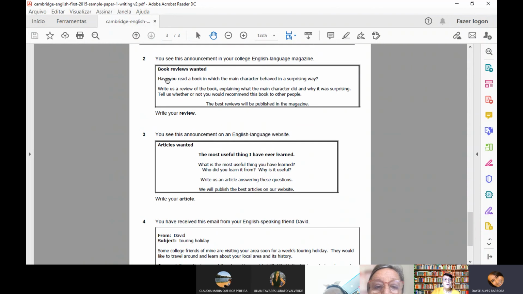The review here in the past, I believe they do that for CPE only. They ask the candidates for CPE to read a book so that they write a review about that book that they have been recommended to read. But for FCE, they don't. So here you see this announcement in your college English language magazine. You have to read it all here, and then you write your review.